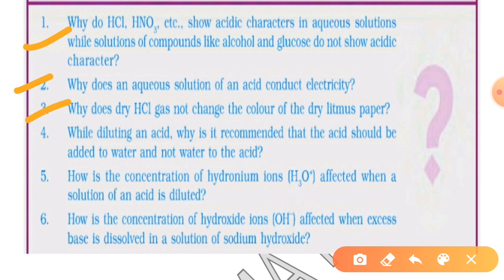Now the third one, why does HCl gas not change the color of dry litmus paper? As we know, anything shows its acidic behavior in the presence of H positive ion, and this H positive ion is released in aqueous medium only. So overall, when your HCl gas is dry and your litmus paper is also dry, at that point of time there will be no release of H positive ion, and hence no color will be changed.